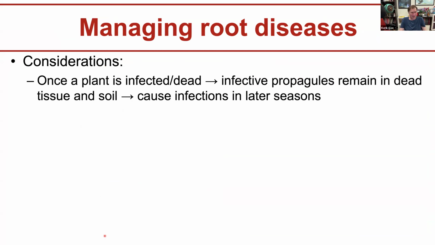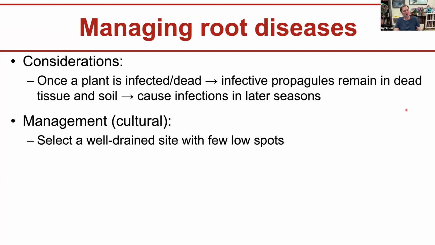How do you beat a lot of these things? Once the plant's infected, you've got to get it out. And the bad news is all the propagules are in the dead tissue, and they'll last for years in the soil. Phytophthora, black root rot, crown gall, verticillium, they make survival structures. They'll just be there forever.